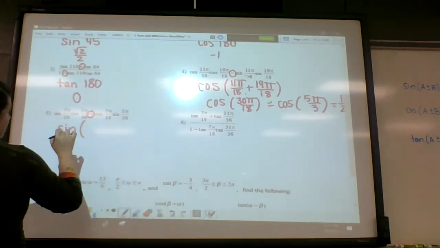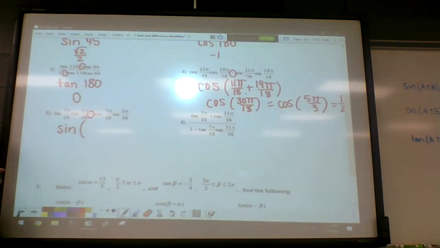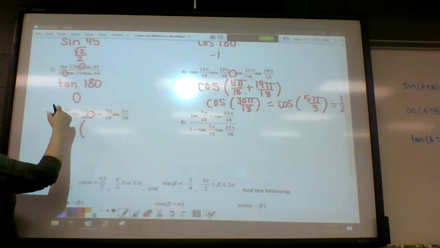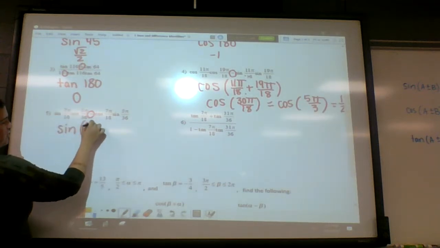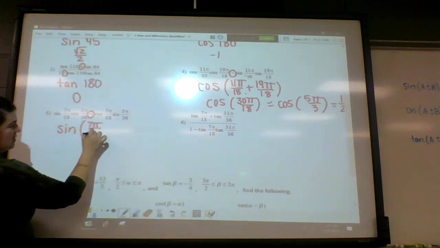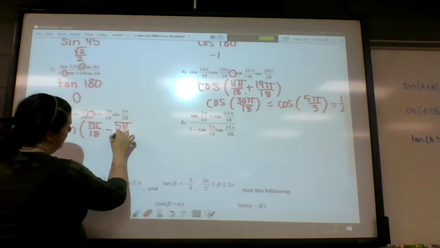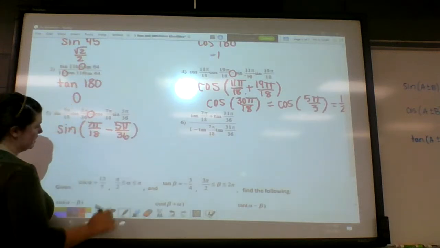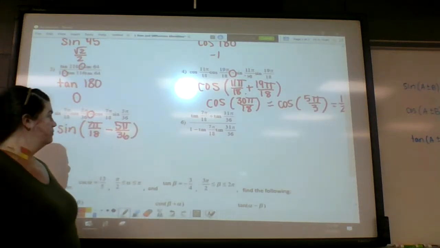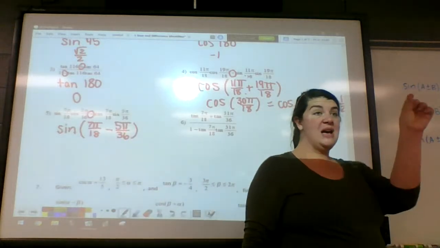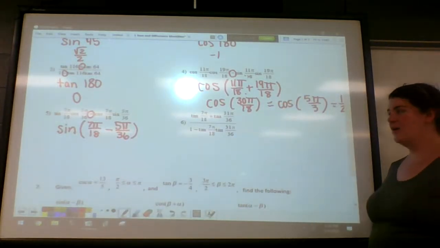Because with subtraction the order matters, right? So you need angle A and angle B, you've got to be careful. So this is 7 pi over 18, minus 5 pi over 36. And we've got to subtract those angles together to one angle, and then we can evaluate it.